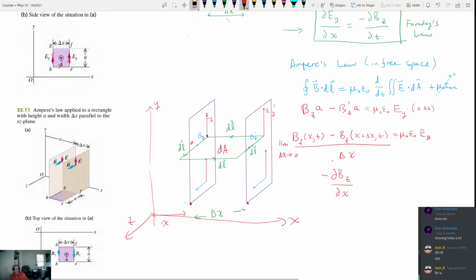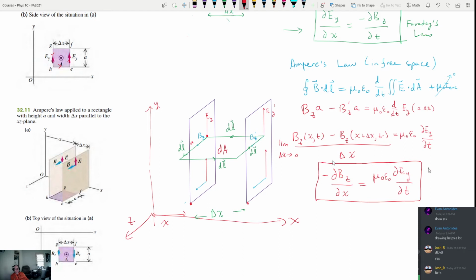Oh, and I left something else off here. Going from here to here, I left off the d/dt. So there was a d/dt of this. And then when we come to this line, we'll change it to del Ey del t. And so our final result is negative del Bz del x is equal to mu naught epsilon naught del Ey del t. And what this has done is it's given us a simpler version of the Ampere-Maxwell law to use, or we'll just call it Ampere's law.